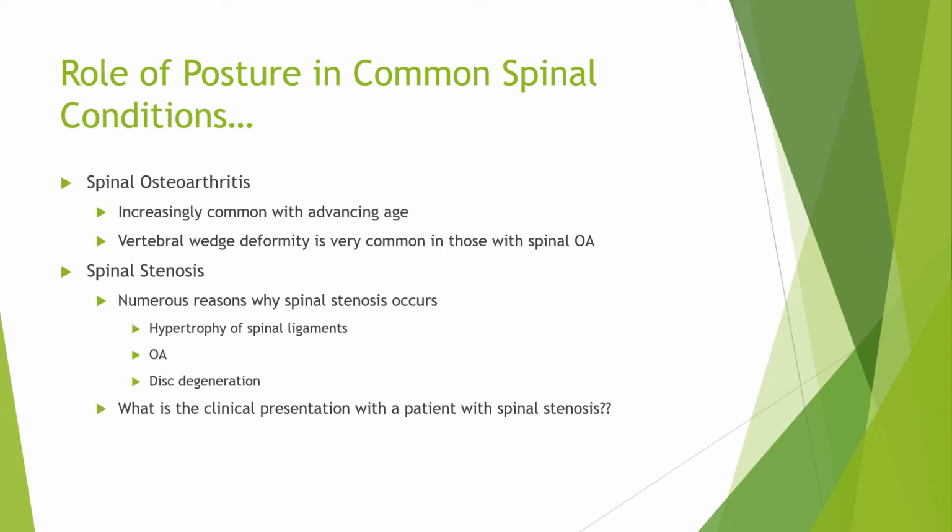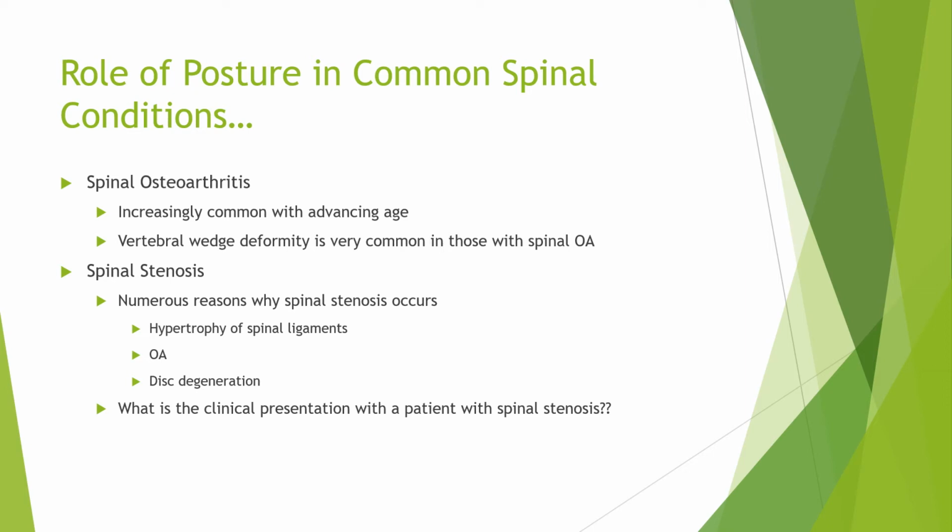The next common spinal condition, spinal OA, is increased with our advancing age. We see that in all joints, but specifically the spine. And then we tend to see a lot of vertebral wedge deformity, very common in those with spinal OA. And that can lead to pain, neural sensitivity, neural symptoms, and dysfunction. And so again, we need to fully assess our patient and see what the best treatment strategies are for them moving forward.